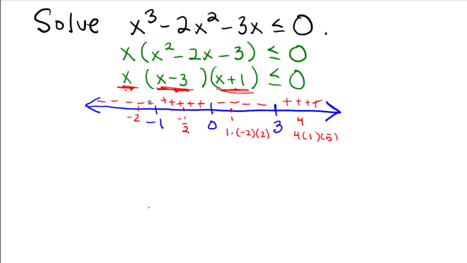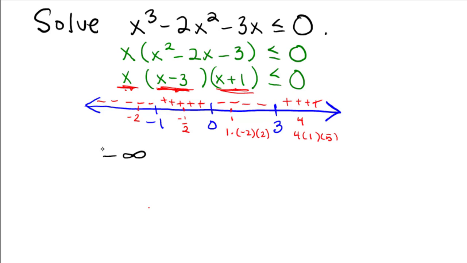So overall, what do we have now? We have negative on the first interval, positive on the next, negative on the third, and positive on the fourth. We're looking to find when the inequality is less than or equal to 0. In other words, when is it actually going to be negative? And therefore, our final answer is going to be where the negative highlighting had occurred.